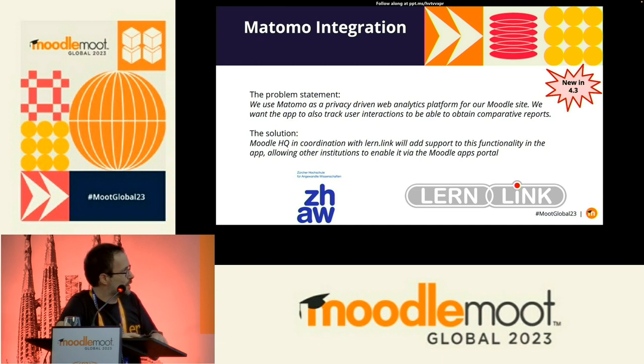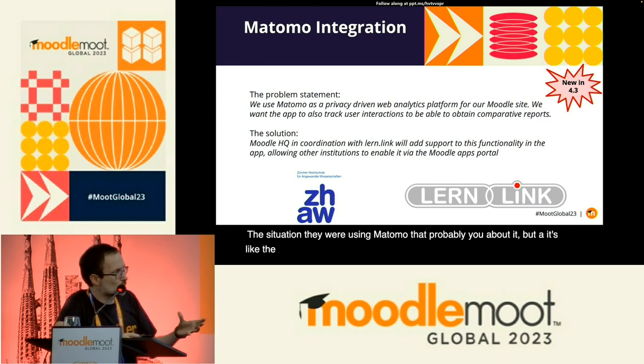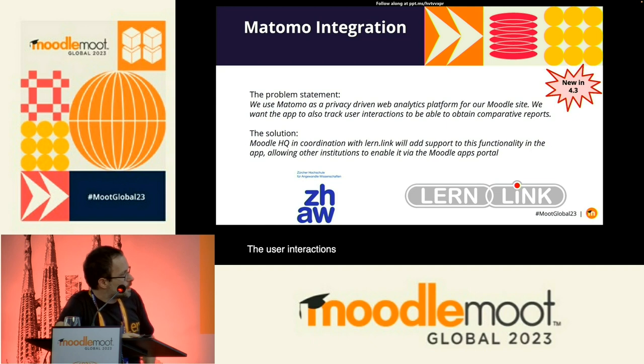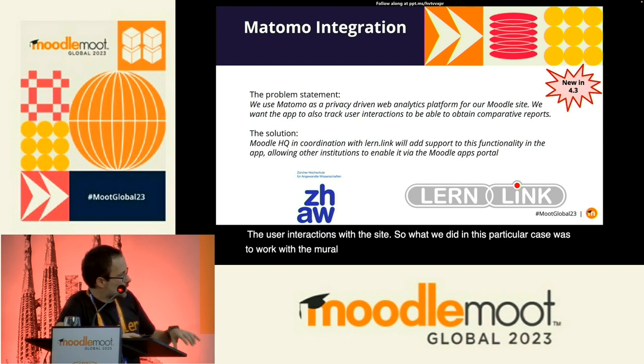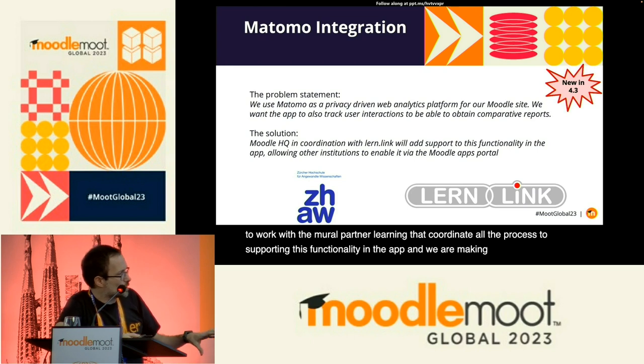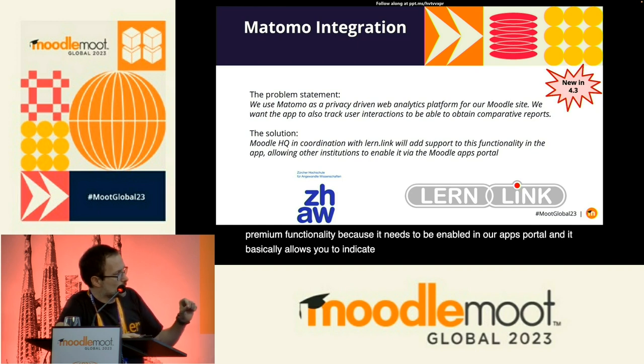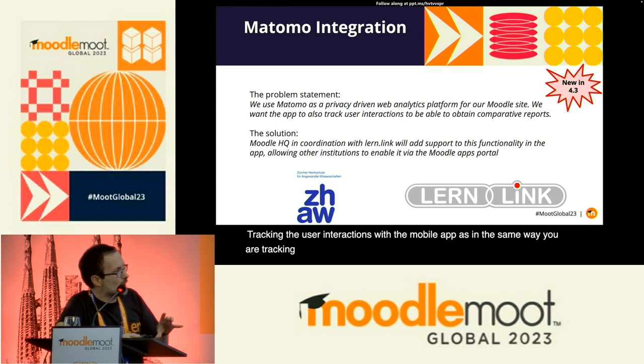This institution was using Matomo, that you probably know about, which is like the Google Analytics open source tool that takes a lot of care in privacy matters. So it is designed in a way that you can ensure the user privacy when you are tracking the user interactions with the site. What we did in this particular case was to work with the Moodle Partner Learning that coordinated all the process to support this functionality in the app. And we are making this a premium functionality because it needs to be enabled in our apps portal. It basically allows you to indicate your Matomo instance data so you can start tracking the user interactions with the mobile app in the same way you are tracking the user interactions in the Moodle site.